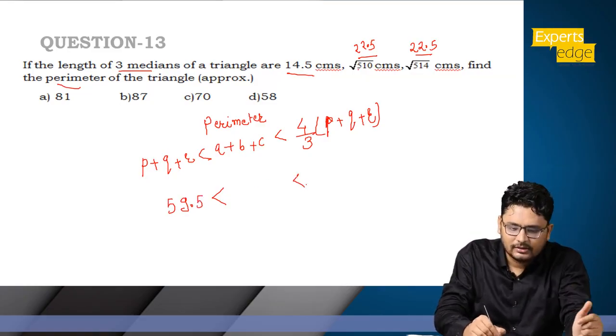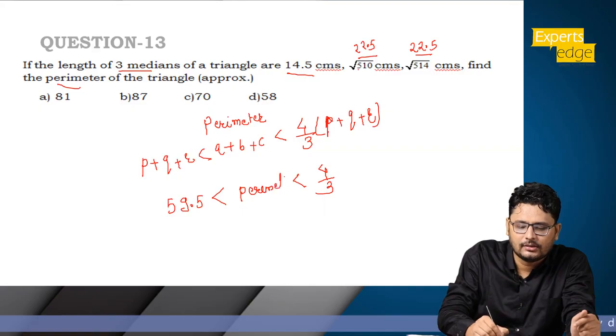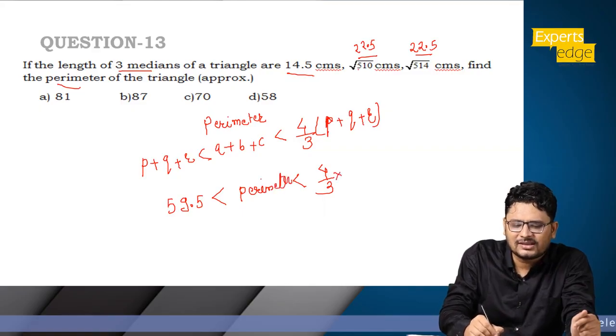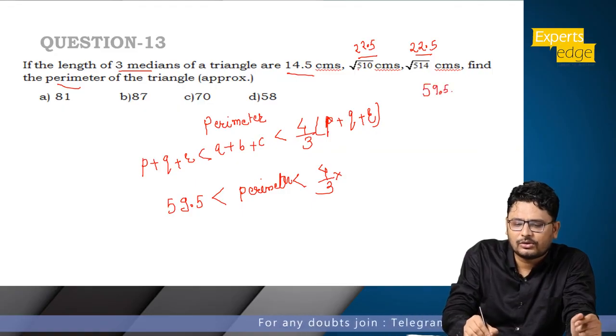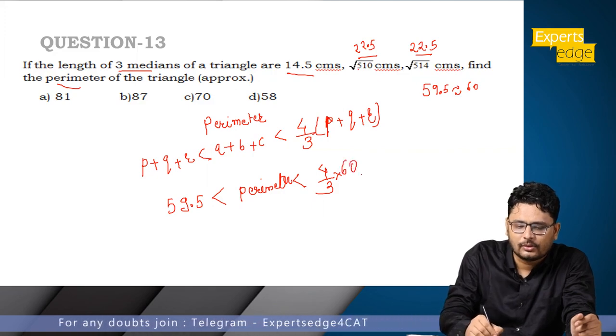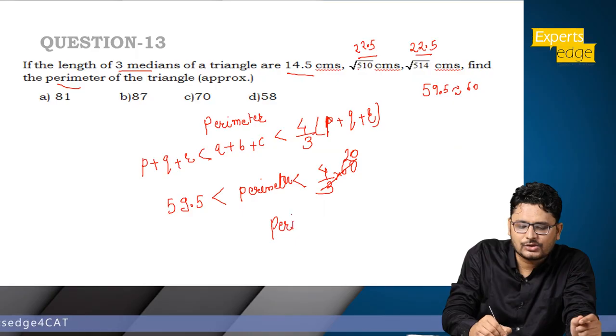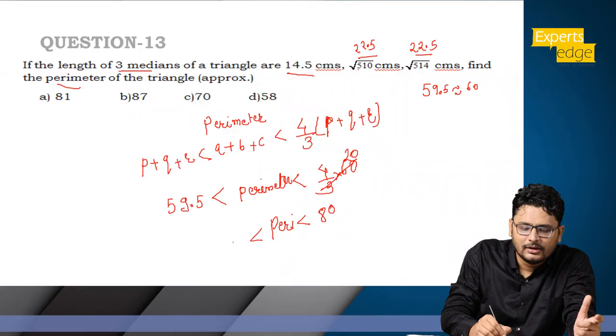And it has to be less than 4/3 of, this is what, the sum of the medians. So 4/3 of, I'll just take approx 60, right? 59.5 is pretty much close to 60, right? So if I take 4/3 of 60, it would be less than 80, right? 80 से भी थोड़ा और कम. So my perimeter has to be between 80 से कम and 59.5 से ज्यादा. This should be my range.